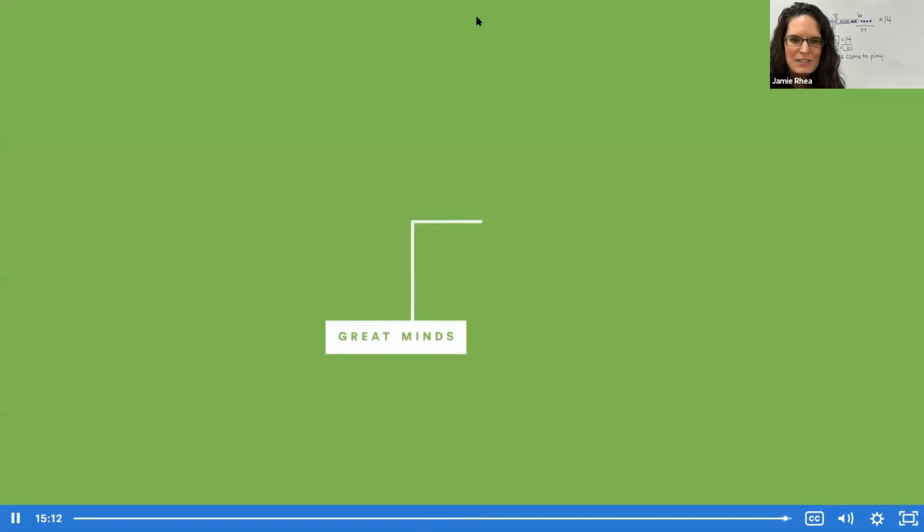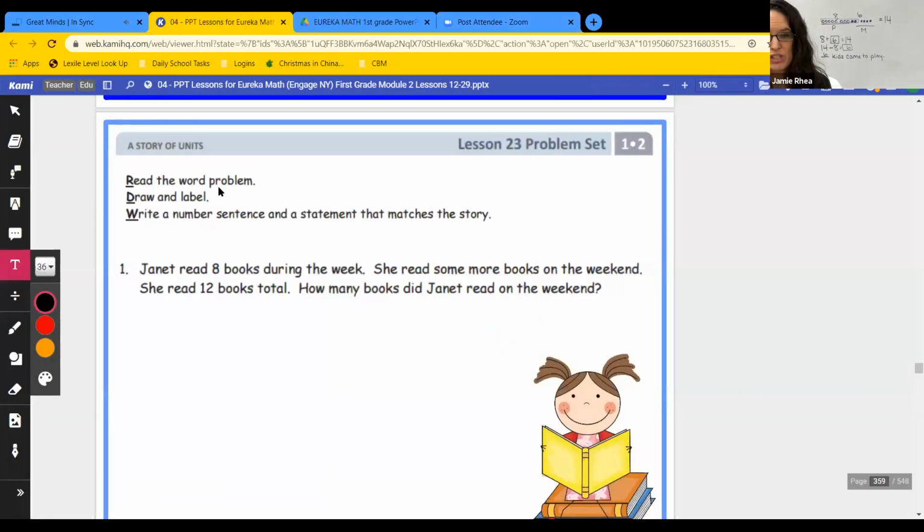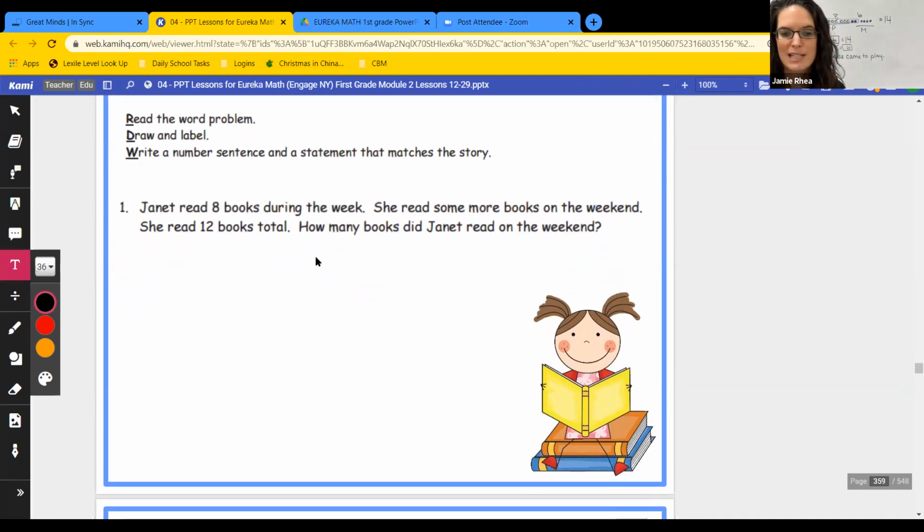All right, guys. So let's look at our problem set today. Now, she just told you which ones you're going to do. You're going to do 2 and 3. So that means Miss Ray is going to do number 1 with you. On your problem set, it even tells you: read the word problem, draw and label, write a number sentence and a statement that matches the story. Okay, so let's look at number 1 together. Then you can go do 2 and 3. All right, here we go.